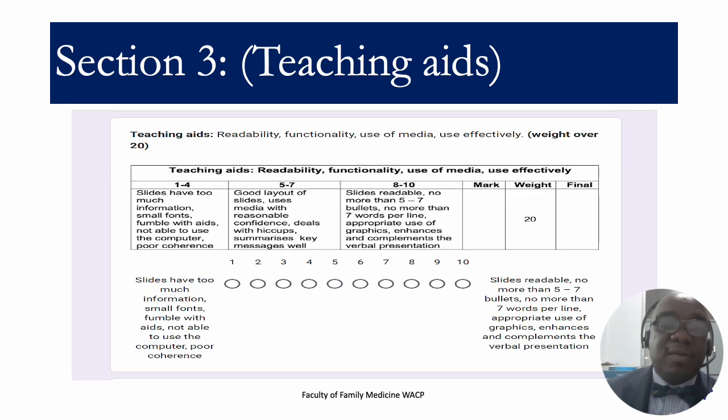The next section we will see, you will assess teaching aids used for readability, functionality, use of media, and effective use. Again, there are very clear rubrics for you to be able to assign marks between 1 to 10. In this case, the weighting is over 20, so the marks are converted based on that weighting.